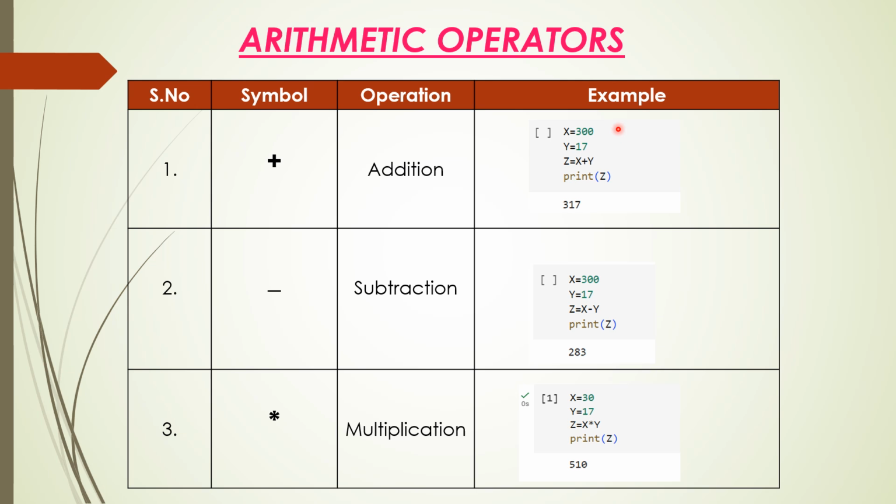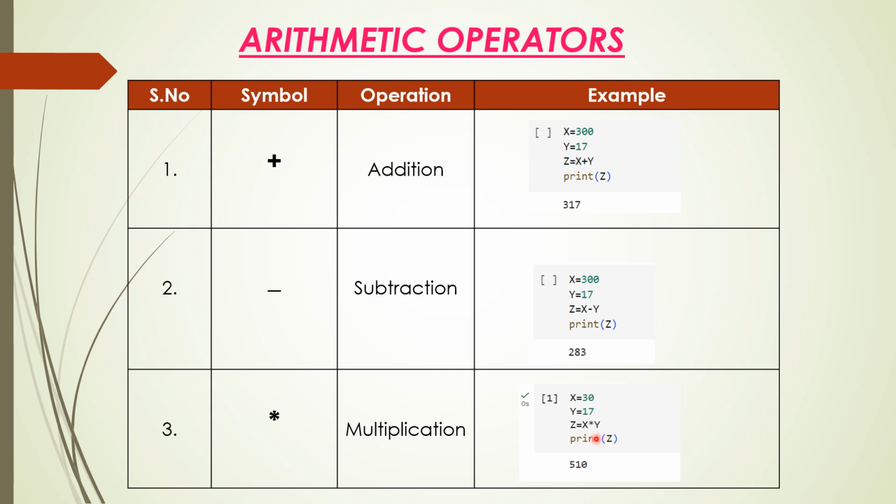If I have a variable x as 300 and y as 17, and I assign z equal to x plus y, and if I print, obviously it's 317. Same way for subtraction, if I have these two numbers and instead of the plus symbol I replace it with the minus symbol, nothing but the operator is changed, then I get the answer z equal to 283. If I multiply these two, then I'll get the answer as 510.